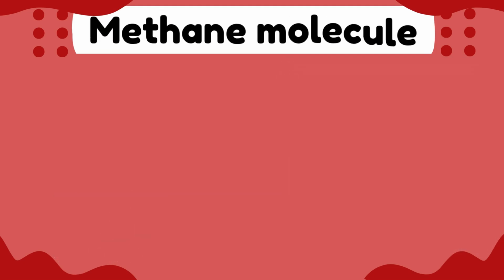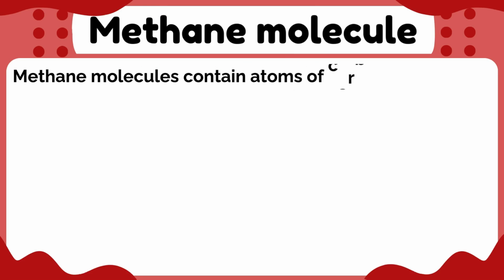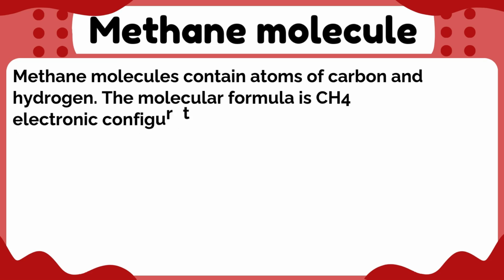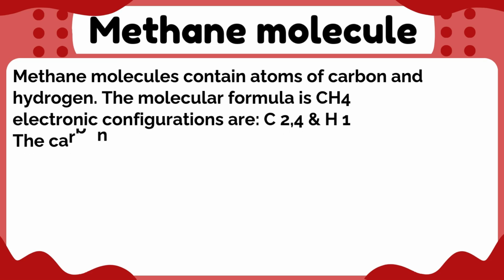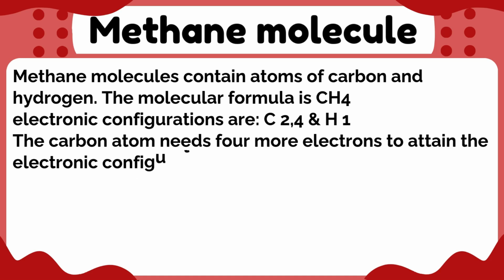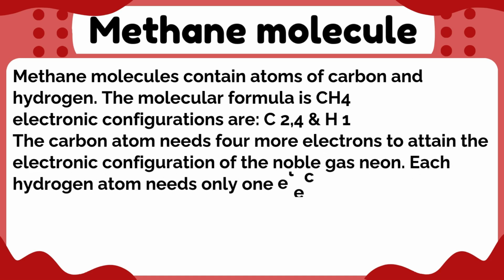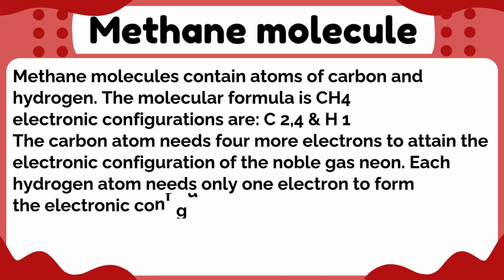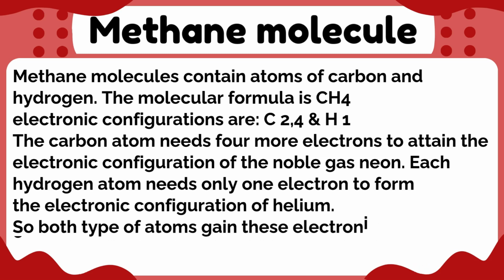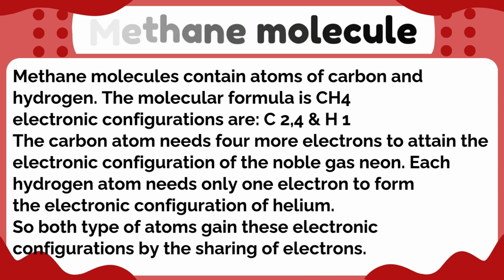Methane molecule. The methane molecule contains atoms of carbon and hydrogen. The molecular formula is CH4. Electronic configurations are carbon 6 and hydrogen 1. The carbon atom needs 4 more electrons to attain the electronic configuration of the noble gas neon. Each hydrogen atom needs only 1 more electron to form the electronic configuration of helium. So both types of atoms gain these electronic configurations by sharing of the electrons.